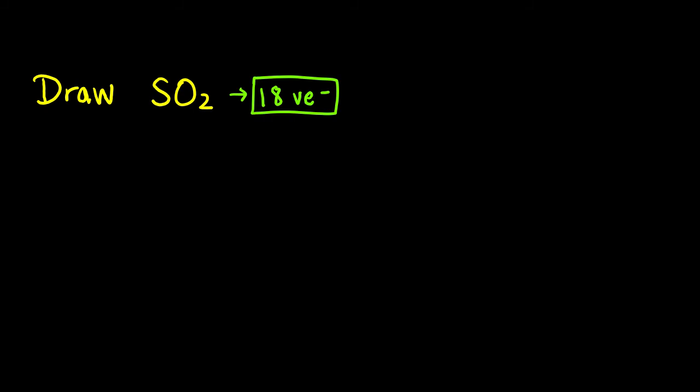Both S and O have 6 valence electrons each, which means that sulfur dioxide has 18 valence electrons in total. With my central atom being the sulfur, I can position my oxygens around that sulfur like this. I bond them once, which leaves me with, since each bond represents 2 electrons, I have to subtract 4 electrons from my bank, giving me 14 valence electrons remaining to use.